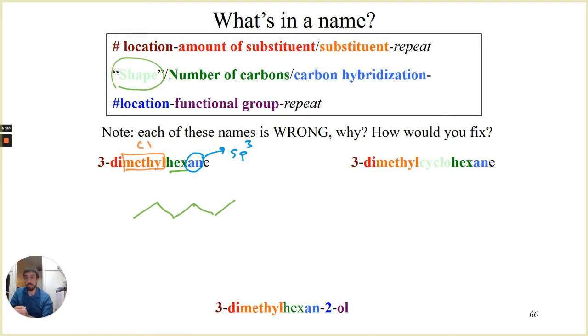A methyl would just be a CH3, a single carbon. So the question then is, where is that CH3 located? Okay. So its locator is found in front, 3. I can number my main chain, my green structure, 1, 2, 3, 4, 5, 6, or I could number it 1, 2, 3, 4, 5, 6. Either way I number it doesn't matter, as long as I'm consistent.